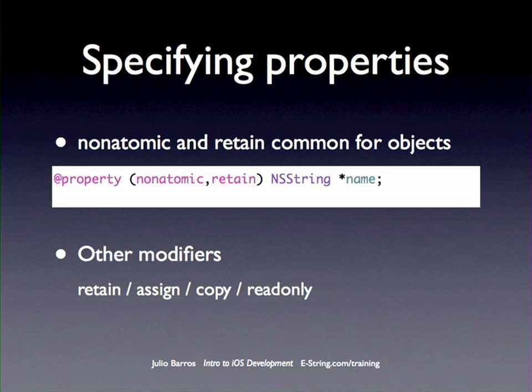Non-atomic means that the system won't try to get a lock when changing the value in a multi-threaded environment. Threads are an advanced topic, and non-atomic doesn't really protect you much, so we won't say much more about it here. Retain, assign, copy all deal with memory management issues, which we will talk about in the next video. Read only creates the getter, but not the setter. You can still change the value in your own code by accessing the variable directly.